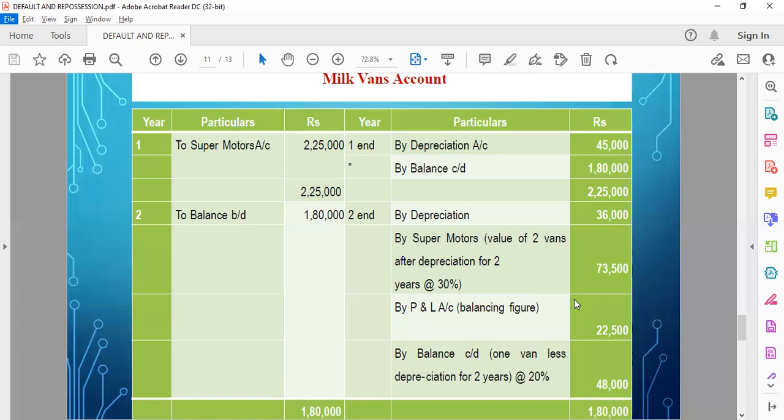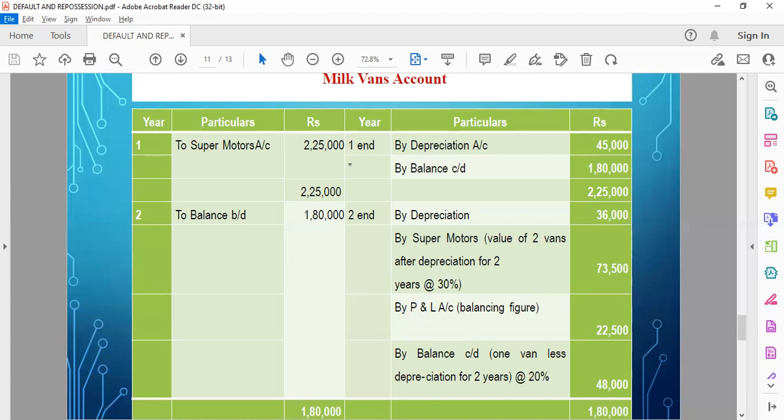So the total value is 1,50,000. Just subtract this 76,500 for the 2 years' depreciation, and you will get the balance 73,500. You can write here by super motors. In the bracket, you should write value of 2 vans after depreciation for 2 years at the rate of 30%. You can write it in the amount column: 73,500. Next, we should do one more calculation also.